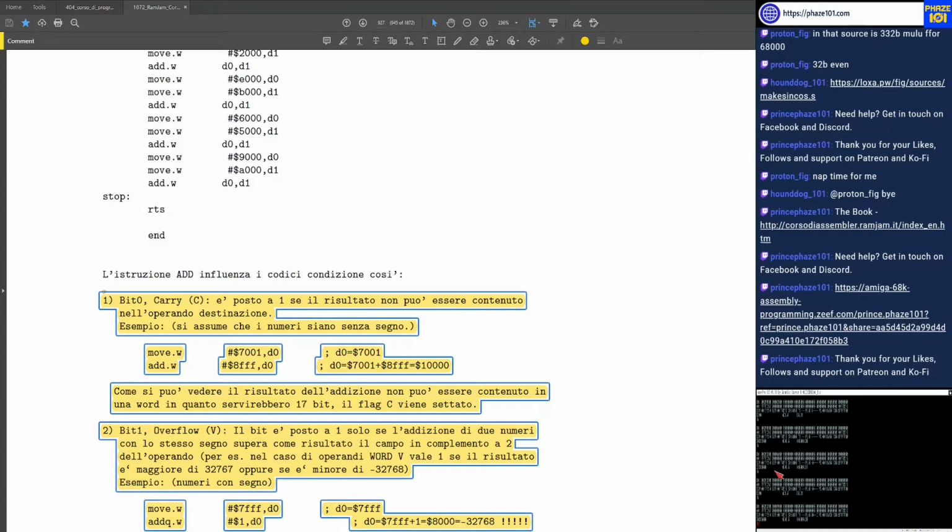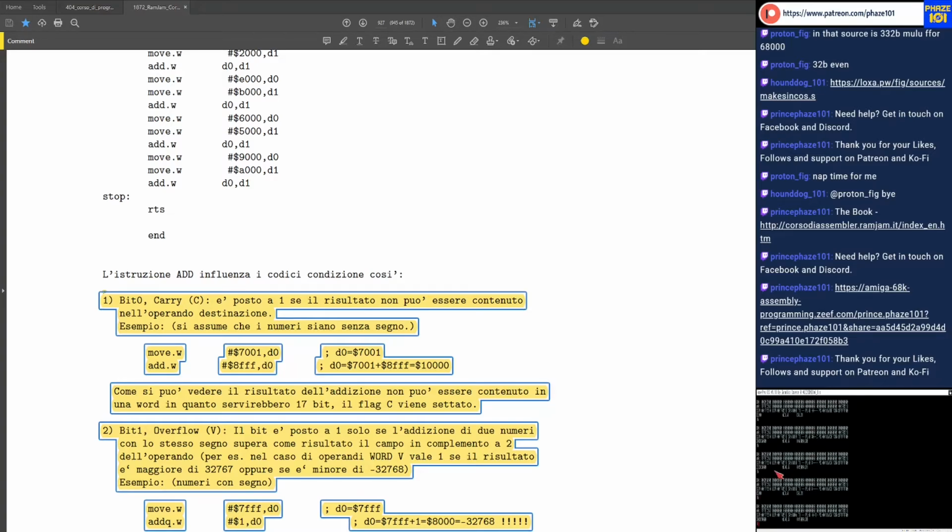Next one is two positive numbers, if I remember also correctly. So we have 6000, we moved it into D0. We have 5000, which we move into D1. You can see them there. Now we're going to add them together. So 5000 plus 6000, that is 11,000 or B000.